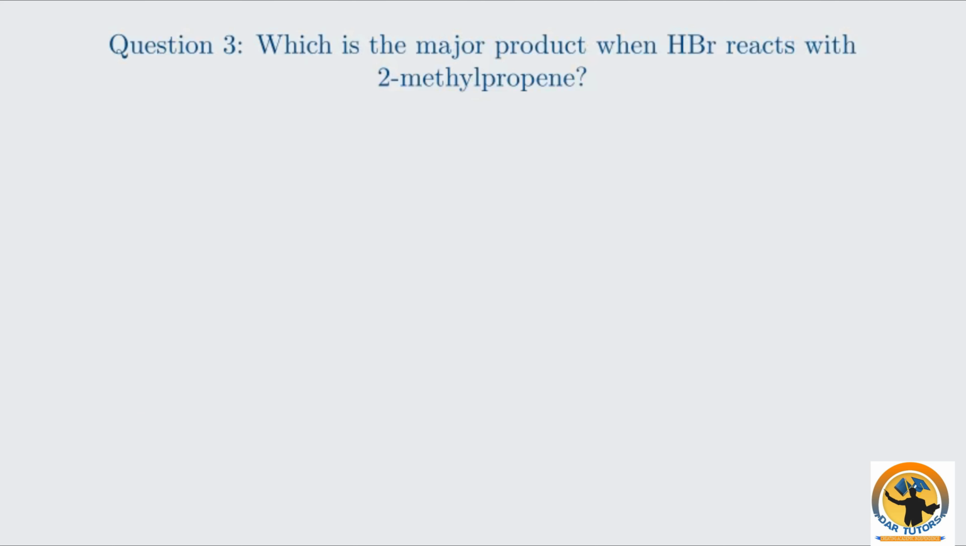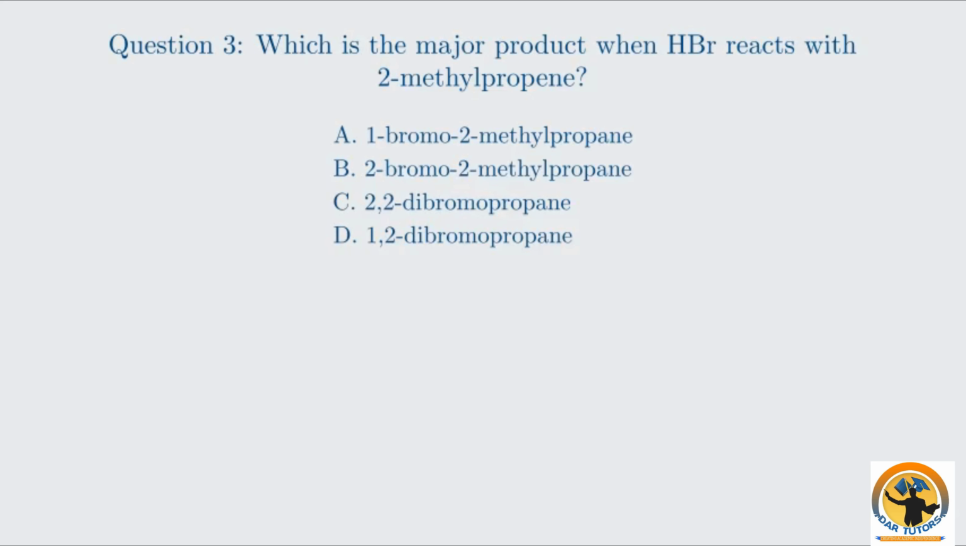Question 3 requires you to apply Markovnikov's rule to an unsymmetrical alkene. Think about which carbon in the double bond has more hydrogen atoms and what that implies for the addition of HBr.